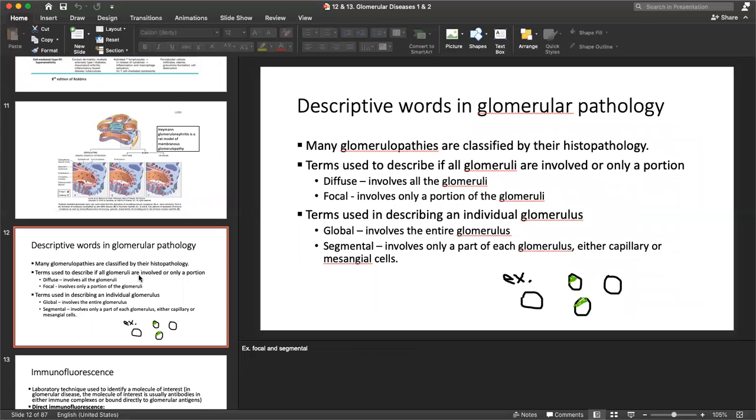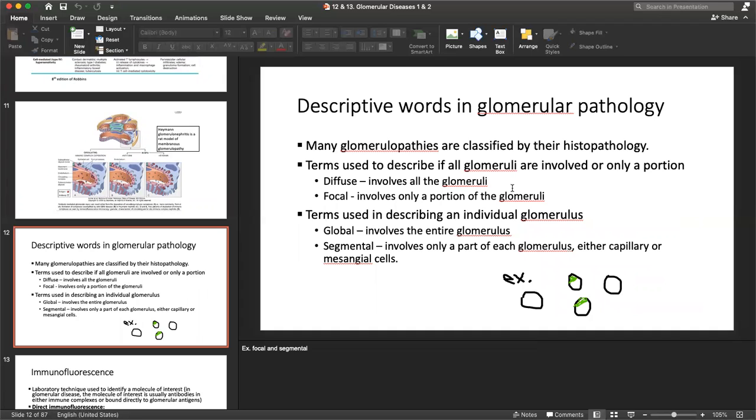Okay. So some descriptive words to remember this stuff and understand what it means. We're going to have terms that describe all the glomeruli, or if it's only one portion of the glomeruli. We've got diffuse and focal. Diffuse means that all glomeruli within the kidney are involved. Focal means there's only a portion. So that's pretty easy if you think about it. But when we start going down to the other two, describing just the individual glomerulus is going to be kind of confusing.